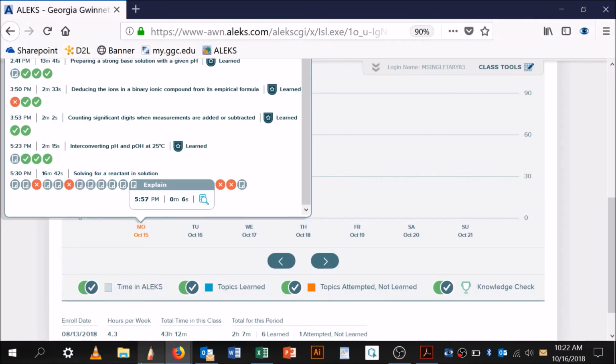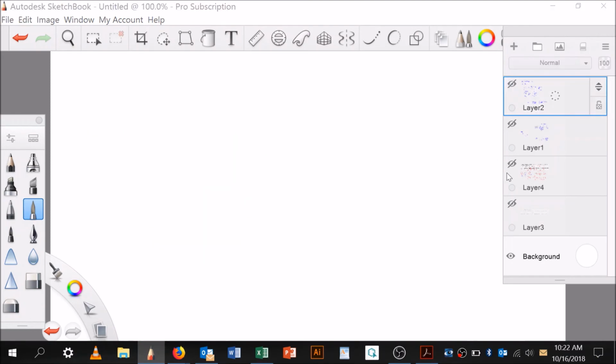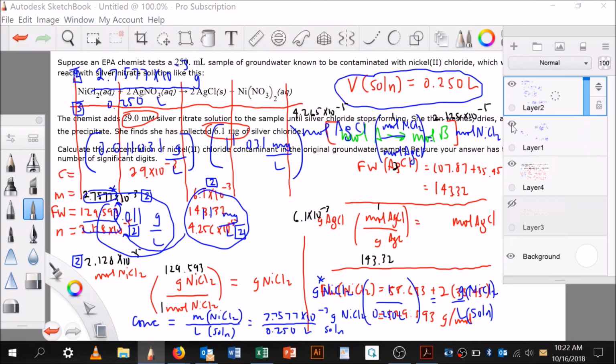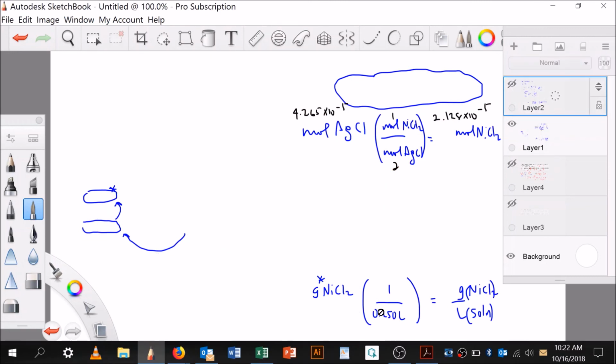A nice elaborate problem, but I guess the point is that I want to emphasize what we did was we set a table up and used these as my column headings and just calculated things as we needed them. We knew we needed moles to moles, and we had to identify what was meant by the concentration of nickel 2 chloride. And we did that by saying, right, this was our concentration. So we knew we had to find the grams of nickel 2 chloride and the liters of solution. All right, hope that's helpful.